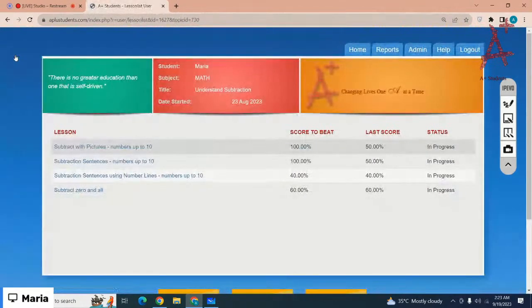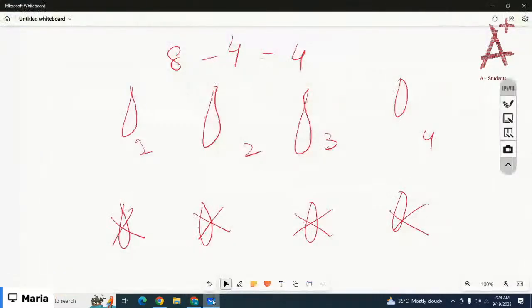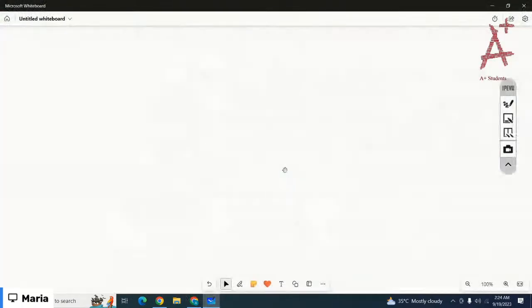Okay, the next lesson we're going to start with how do we subtract numbers using a number line, right? Let's just see how we subtract numbers using a number line. A number line is a way to represent numbers, right? You can represent the numbers on the number line like this. This is the number line.